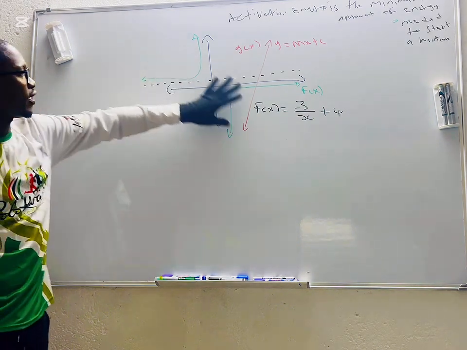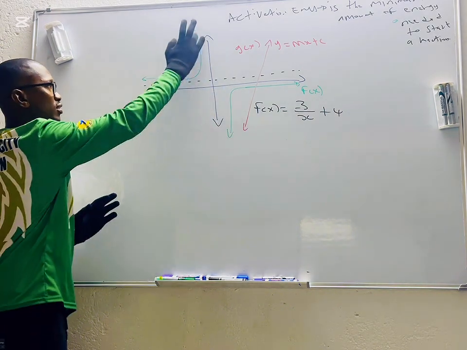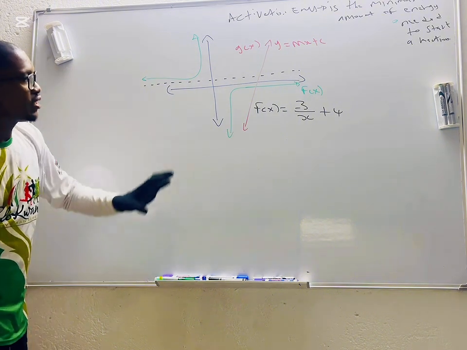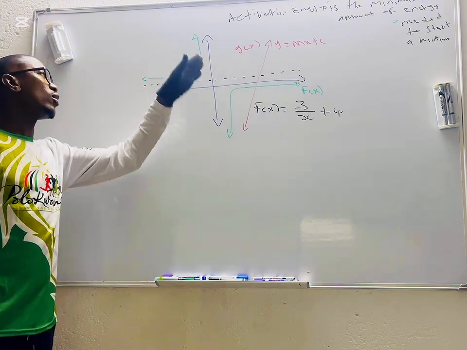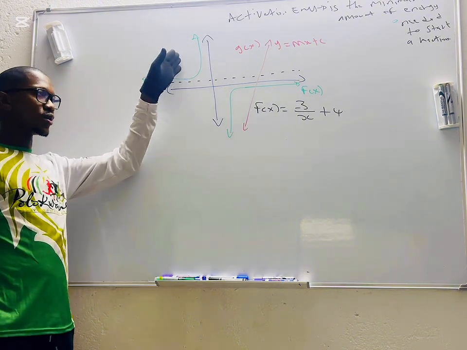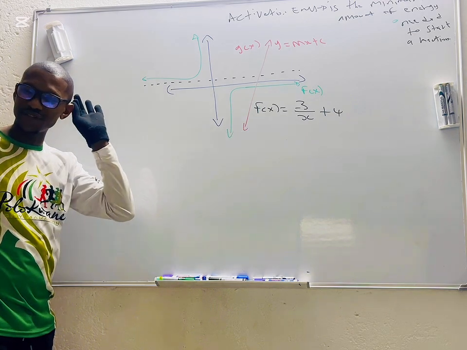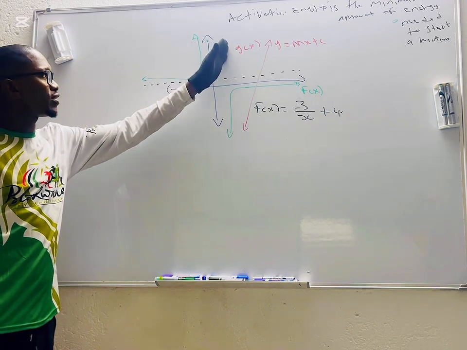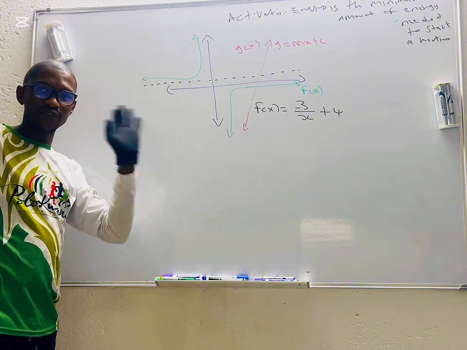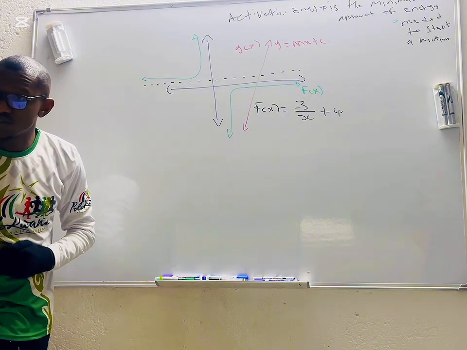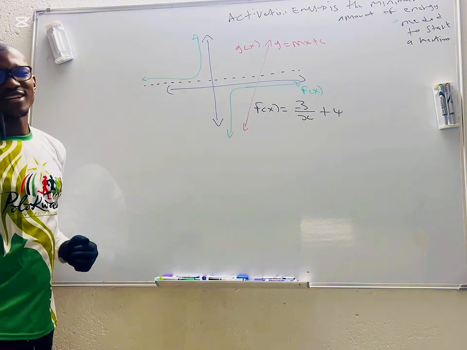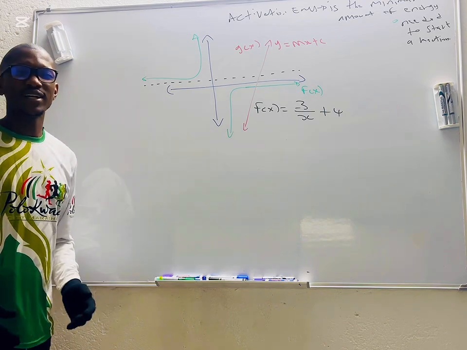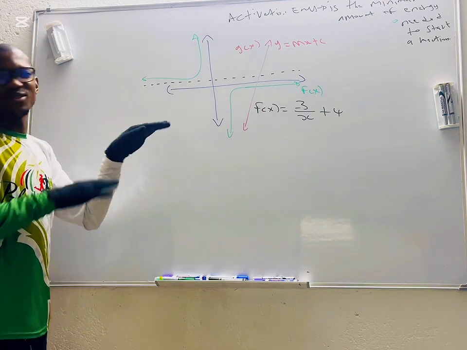So we are given a graph of a hyperbola, as you can see. And if you see a graph of a hyperbola in the second quadrant and the fourth quadrant, you must know that the graph is negative and is basically decreasing. If you see the graph in the first quadrant and the third quadrant, you must know that the graph is increasing.